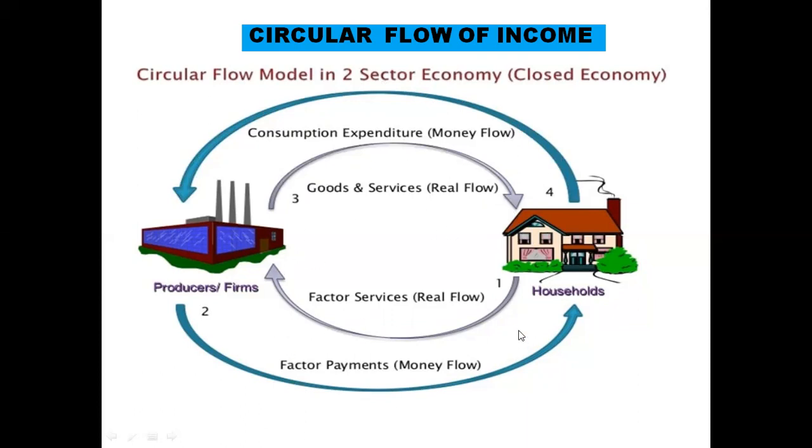So what we see here, households supply their factor services, and in return they get factor payments. And here households buy goods and services from producers. So goods and services flow to households, and in return, they give their consumption expenditure, that is, money flows from households to firms. And this process is unending. That's why it is circular in nature. This process will go on and on.